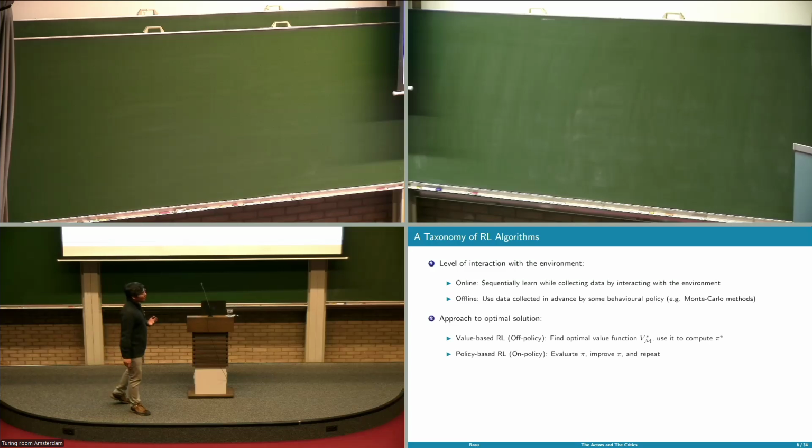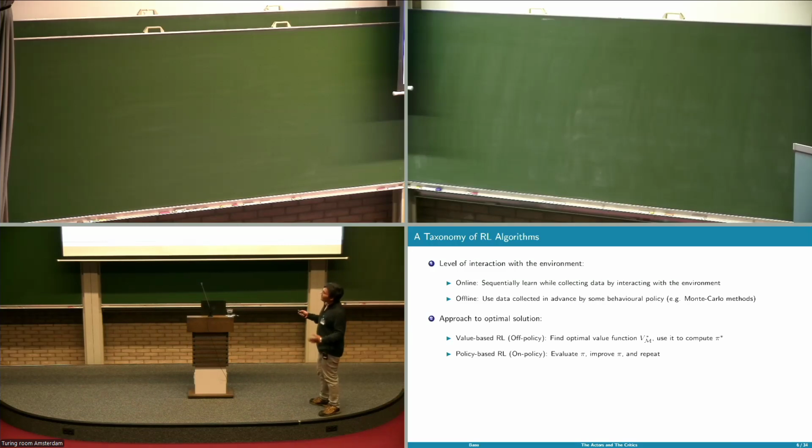Then there are two other approaches. So this was the level of interaction with the environment. Then the question is, how do you want to find out your optimal policy? The first thing is, okay, I want to find the optimal policy, so I'll directly try to optimize and go for the policy itself. This philosophy is called policy-based RL. So you evaluate a policy every time, you improve the policy and repeat, which is why it is called generalized policy iteration, as we have seen.